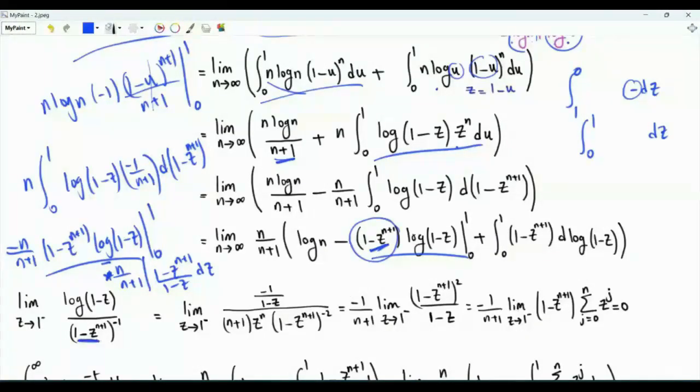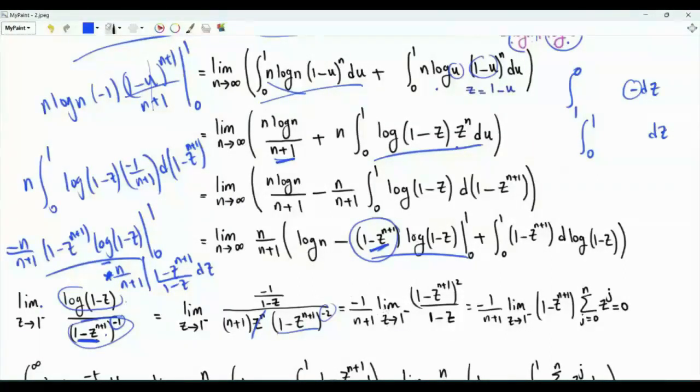Now for the denominator, this guy goes to 0, and there is a minus 1 here, so this will go to infinity. To obtain the limit, we can apply L'Hopital's rule. This limit is equal to the limit of the ratio of the first derivatives. The first derivative of log(1 minus z) is minus 1 over 1 minus z, and the first derivative of ((1 minus z)^(n+1))^(-1) is minus the bracket to the power minus 2, and then we have minus (n plus 1) times z^n. This tends to 1 as z tends to 1 without trouble.